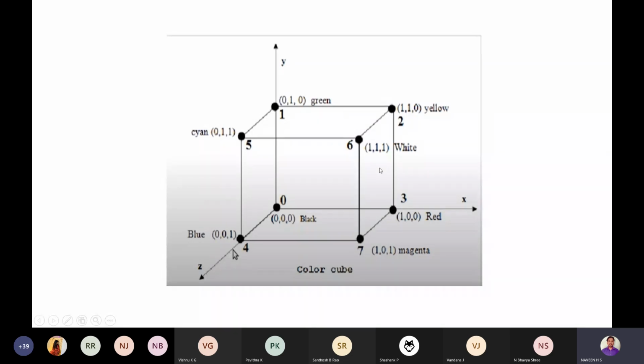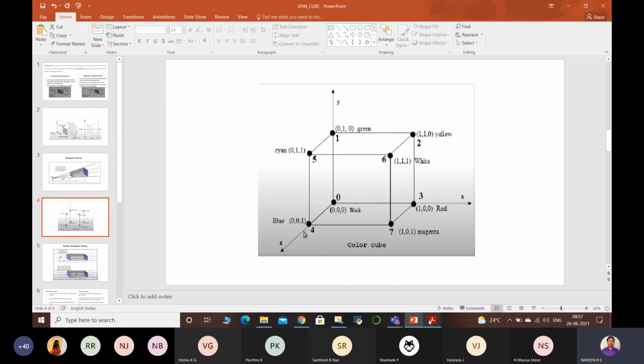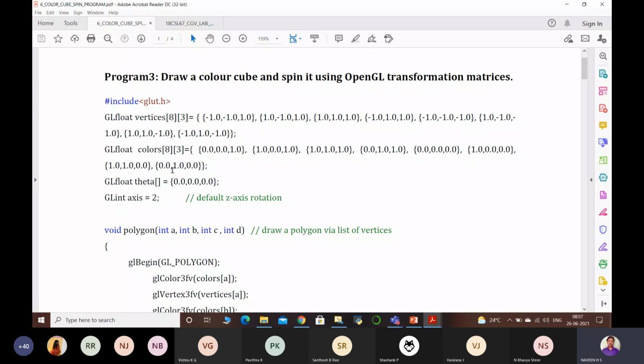Now we have the coordinate points, how many faces there are and which are those faces. We have to write it down, and the same thing I'm going to use in my program. So again, the same thing: include glut.h. I'm going to use GLUT library functions, and the total number of vertices I'm going to consider is 8 vertices of 3 axes, x, y, z. So that is 8, 3. So these are the values.